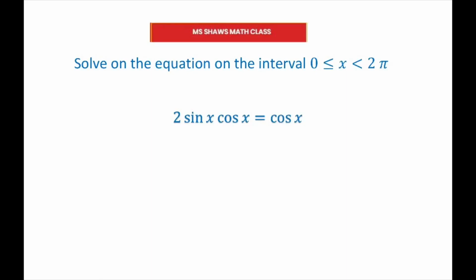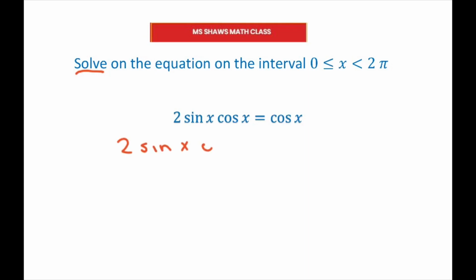Everyone, we're going to solve this trig equation on the interval 0 to 2 pi. And the first thing we're going to do is pull this cosine over. Remember, when you're solving, you have to be careful with just dividing by everything. So we're going to move cosine over and do it like this.